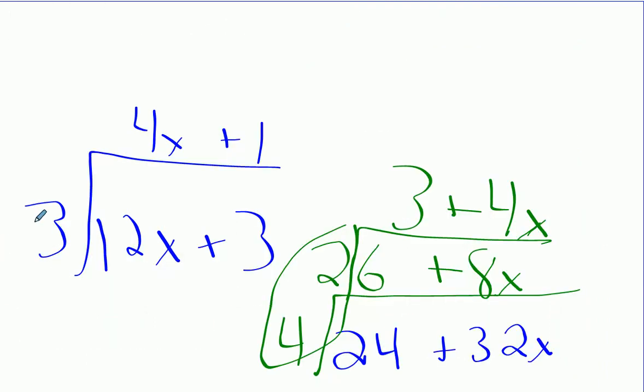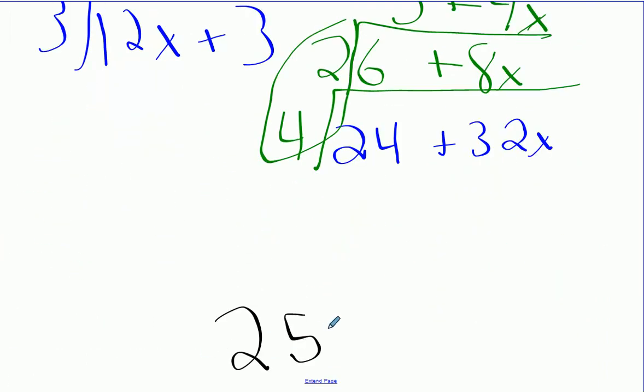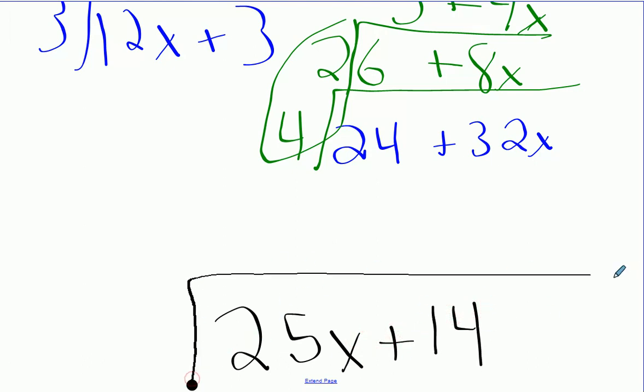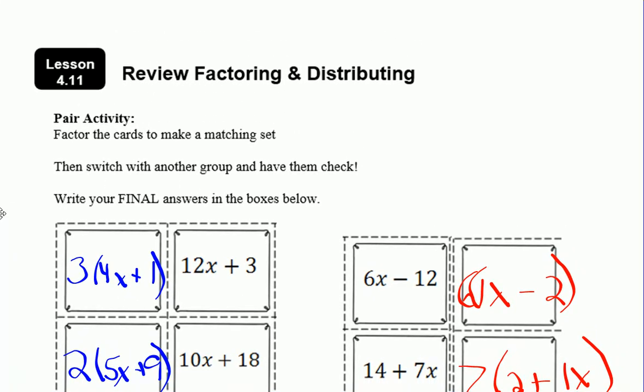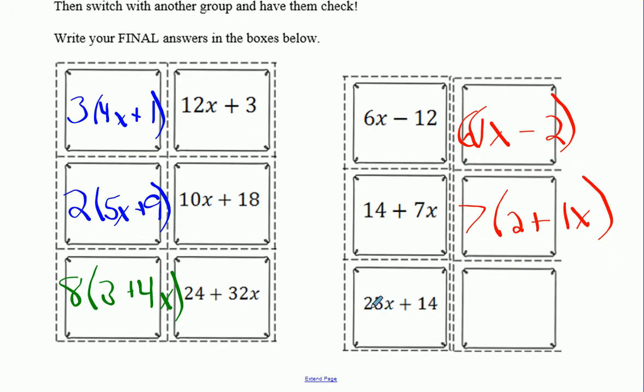25x plus 14. There is, as far as I can figure out, no number that goes into both of these. I can't divide it by anything. Nothing, nothing, nothing. So, what you should write in this box is "cannot be factored."